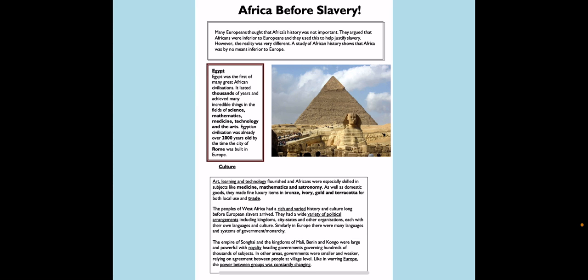So many Europeans thought that Africa's history was not important. They argued that Africans were inferior to Europeans, and they used this to help justify slavery. However, the reality was very different.